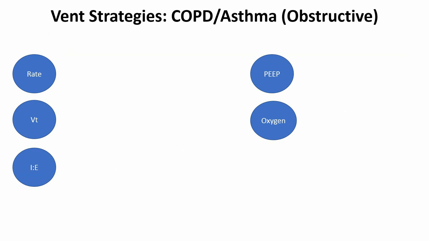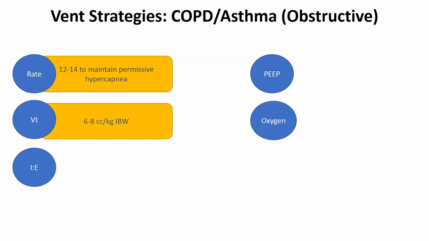Now, what about a vent strategy for a COPD or asthmatic obstructive patient? What's wrong with them? Well, they have a hard time getting air out. They can get it in, but they can't get it out. Because of that, we want a lower rate. The lower rate gives them longer exhalation time. That rate can be 12 to 14. We're not as concerned with their CO2 being a little higher than normal because it's probably higher at baseline, and it's more important that they exhale than it is for their CO2 to be normal, because if they don't fully exhale, then we could stack breaths on top of each other. Tidal volume in every patient is 6 to 8 cc's per kg of ideal body weight.